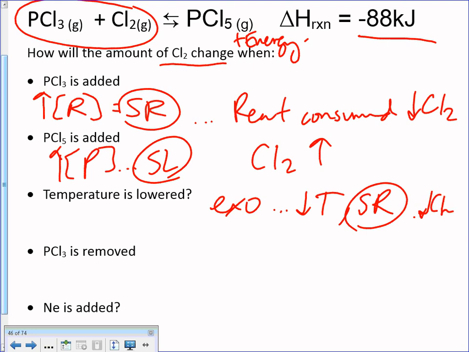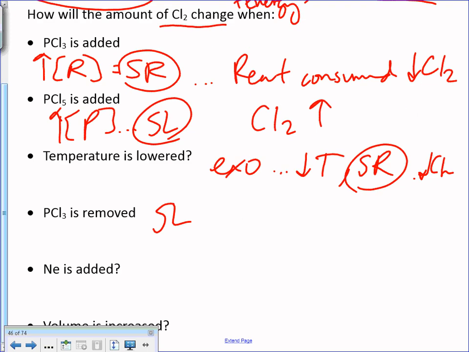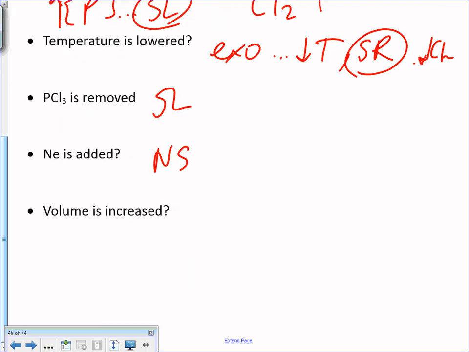Okay, phosphorus trichloride is removed. Shift left. Neon is added. No shift, because it is an inert gas. It does something to total pressure, but not partial pressures.